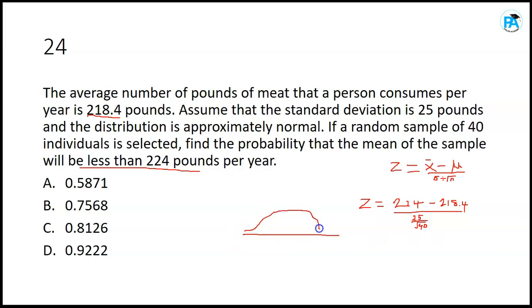So when you get 1.42, what it means is that when you sketch a curve, in a standard normal curve, zero is always at the middle. Don't forget that. So 1.42 would have been somewhere, let's say here. But the question says less than 224. We've converted 224 to 1.42, isn't it? So meaning now less than 1.42.